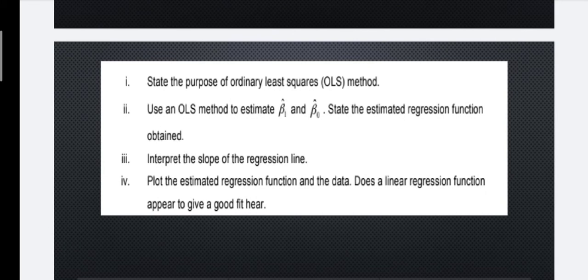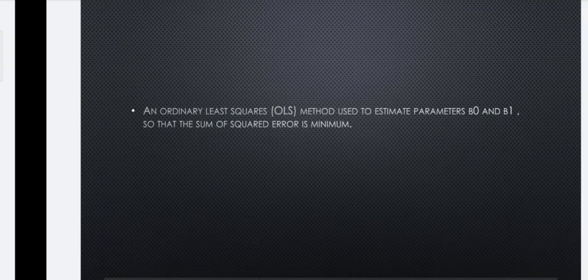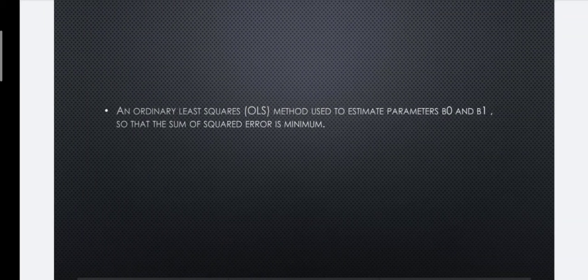Okay, first of all, state the purpose of the OLS method. So like I said before this lah, OLS method adalah, kenapa kita gunakan OLS method? Because when we use OLS method, it is used to estimate the parameter so that the sum of square error is minimum. Okay, untuk kita akan dapat error yang paling minimum, which is the deviation between y and y hat will be minimum, so error also will be less.